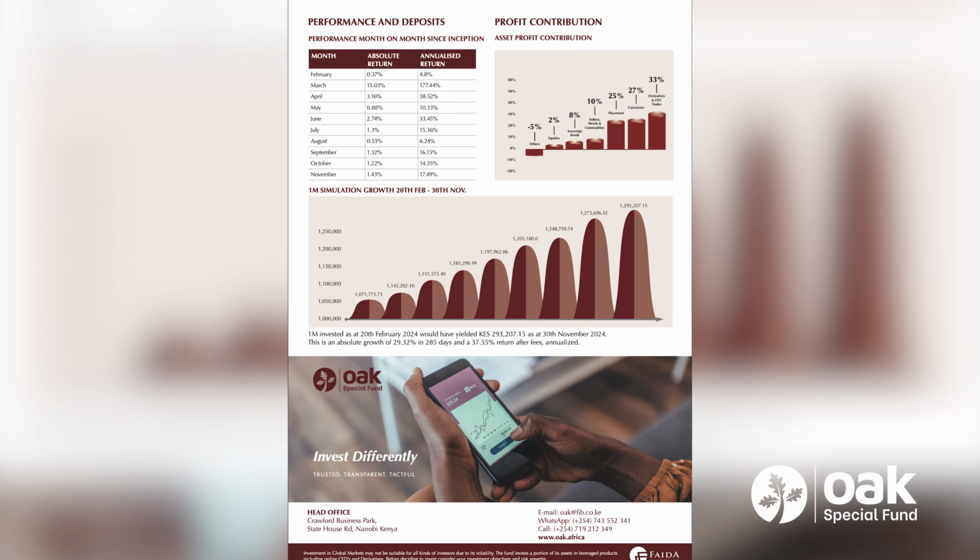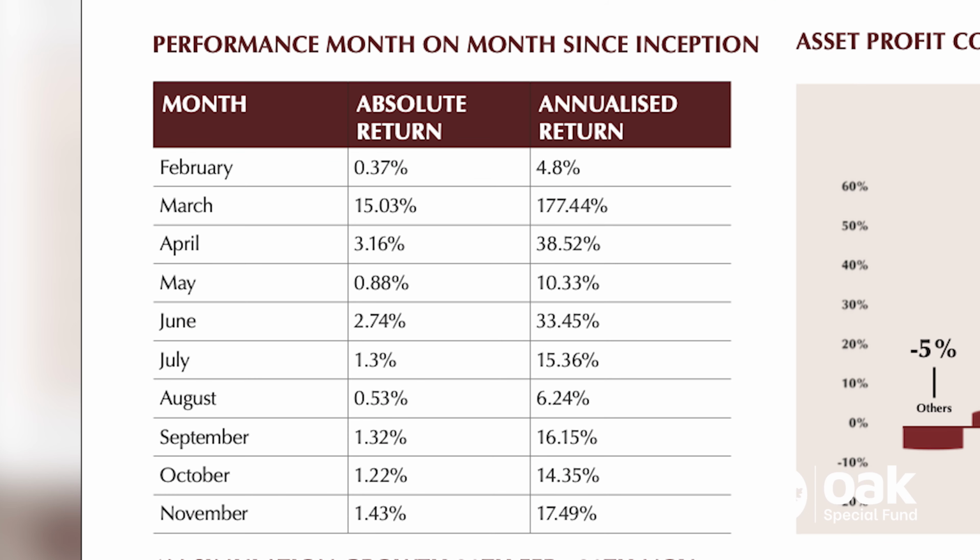Great, so now we're moving to our second page, which breaks down the performance. We do have a section where we have performance month on month since inception. We give the month, and the absolute return that we made in that month. So you can just see, okay, this month we did this, this month we did that, and we put the actual return that we made in that month.